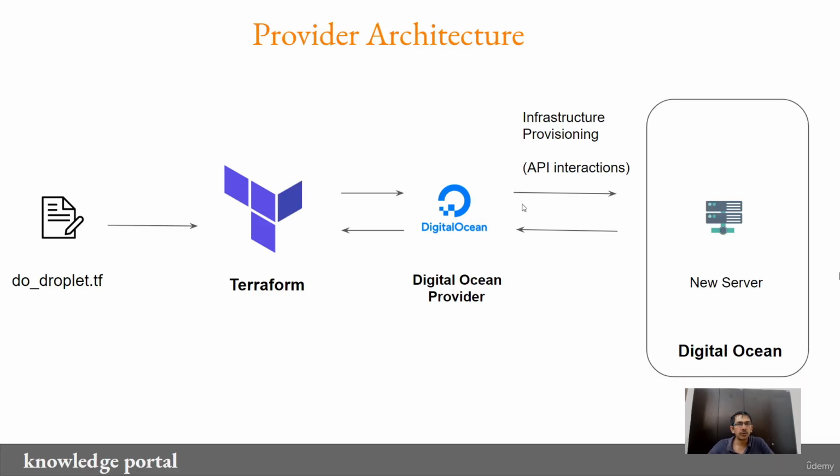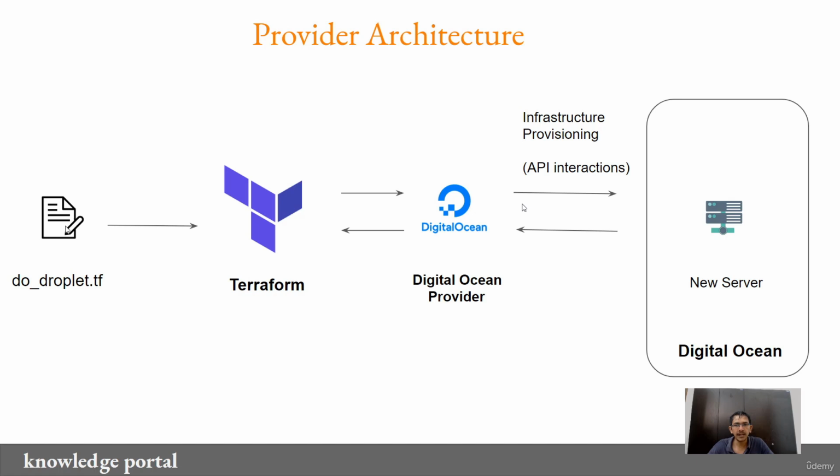Now in today's video we'll be discussing in detail about provider versioning. So let's first discuss at a high level the architecture of how a provider might work. Let's assume that you have a TF file which creates a resource. So let's assume that we are creating a server in the DigitalOcean cloud provider. Now, once you have created this TF file, Terraform, with the help of the underlying provider plugins, interacts with the backend cloud provider. In this case, it is DigitalOcean.